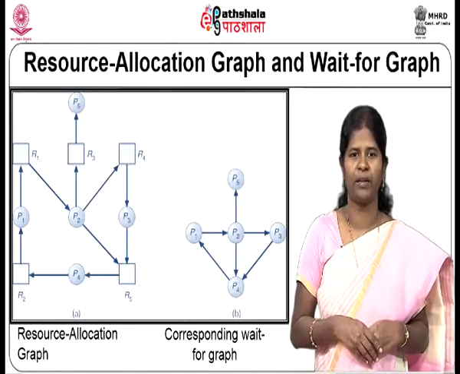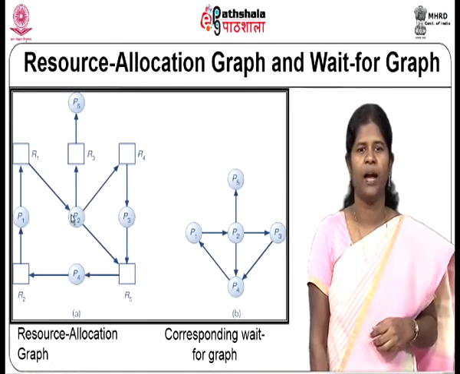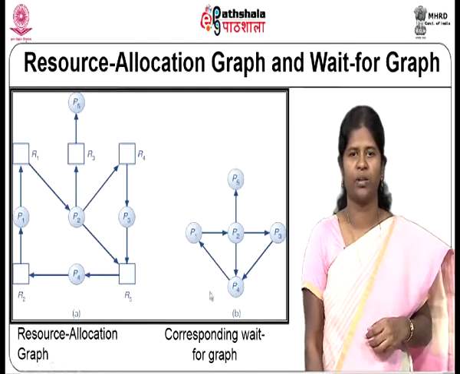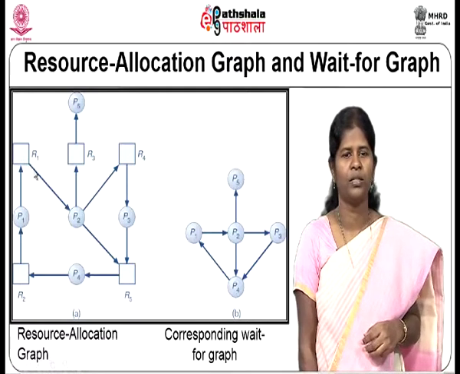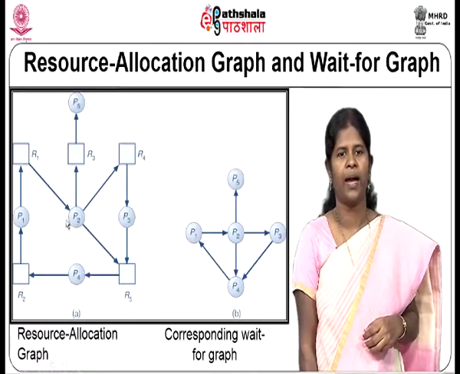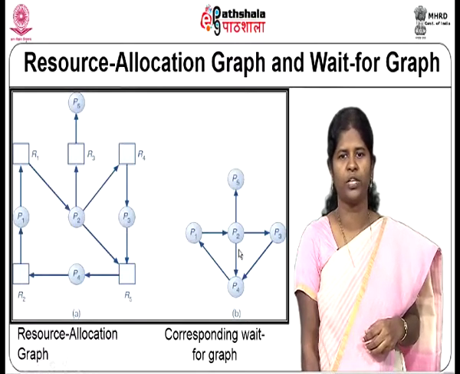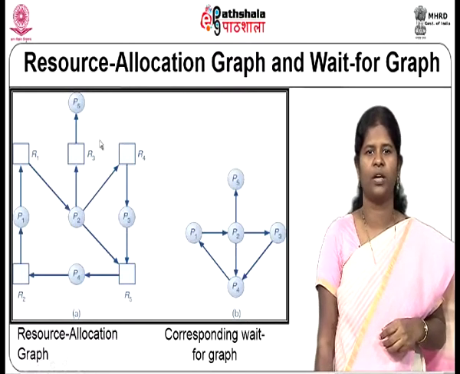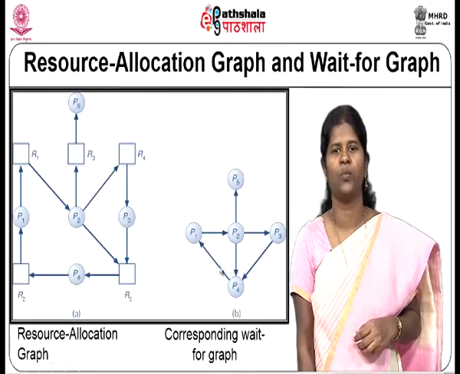Look at this diagram. Here you can see a resource allocation graph and the corresponding wait-for graph. For example, P1 is waiting for resource R1 that is held by process P2, and now you have an edge directly from P1 to P2. Very similarly for the other processes as well. So, this is the wait-for graph.